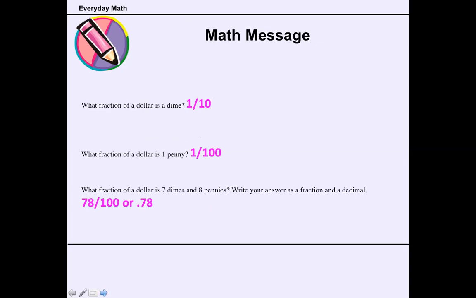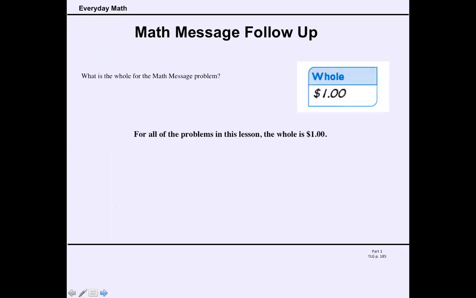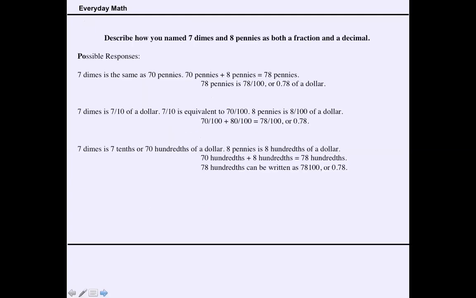All right, and let's look for some rationale for our third question. What is the whole for the math message problem? The whole for all of these questions is $1. Now for describe how you name 7 dimes and 8 pennies as both a fraction and a decimal. Oh, I don't think I named it as a decimal, so let's do that quick. I had 78 100ths, which equals 0.78, 78 cents.